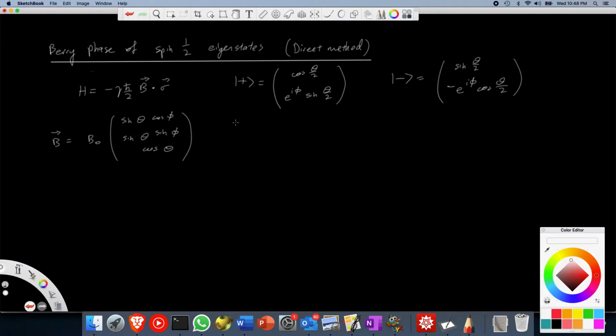And these are the normalized eigenstates in the quantum mechanical system. So these are the eigenvectors of the Hamiltonian operator. And normalized basically means that their norm is 1. Same for the minus eigenstate. So in this video, we will investigate what happens if the magnetic field changes in time.